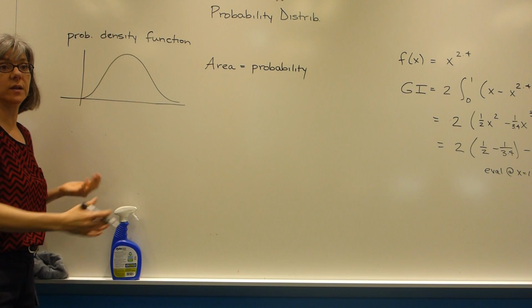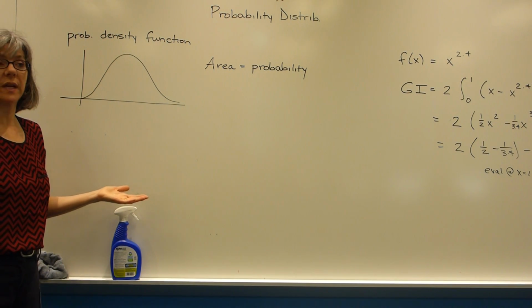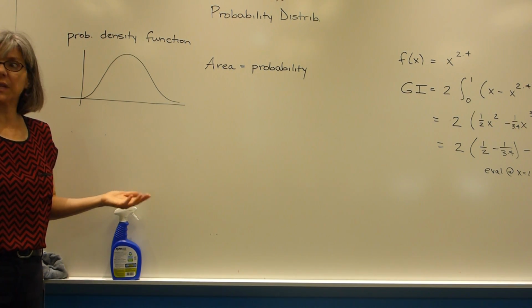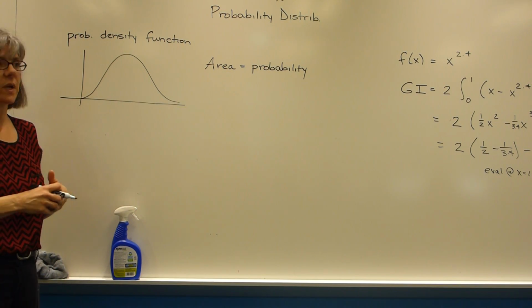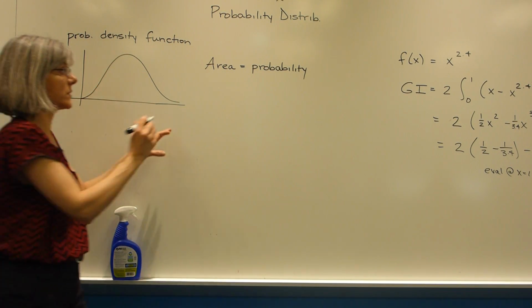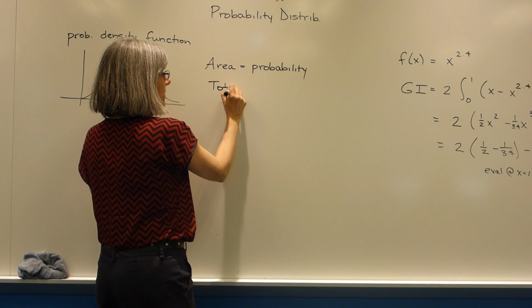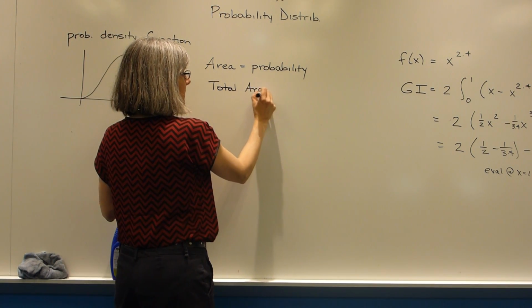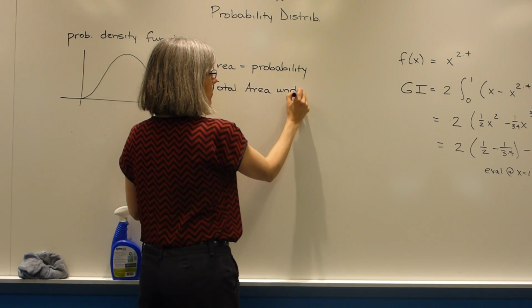So the total area, what's the highest probability you can have? Can you be more than 100% certain? No. So the highest probability is going to be 1. So that tells you that the total area under the curve equals 1.